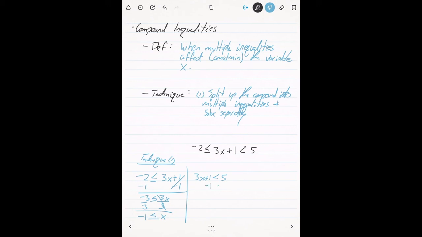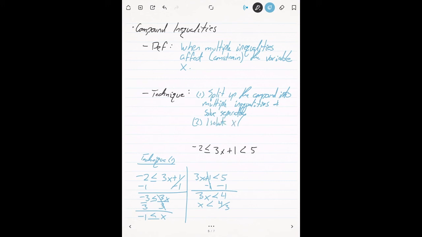Additionally, over here, let's subtract 1, just like we did before. We get 3x is less than 4. If we divide by 3, we get x is less than 4/3. So we are saying that the solutions for this compound, you have to pick numbers greater than negative 1, I should say greater than or equal to negative 1, but also less than 4/3. 4/3 is 1 1/3. So you're really restricted down at what you could pick. That's technique 1.